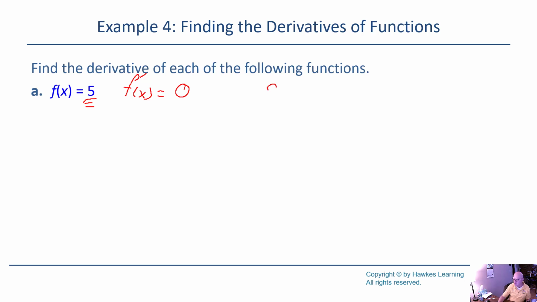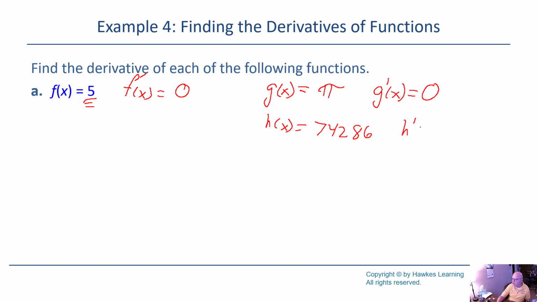Here's another one to look at. g of x. Suppose g of x is pi. Pi is a constant. So g prime of x, the derivative of that, is 0. h of x. Suppose that's 74286. What's the derivative of h of x? Since this is a constant, 0. Very simple.